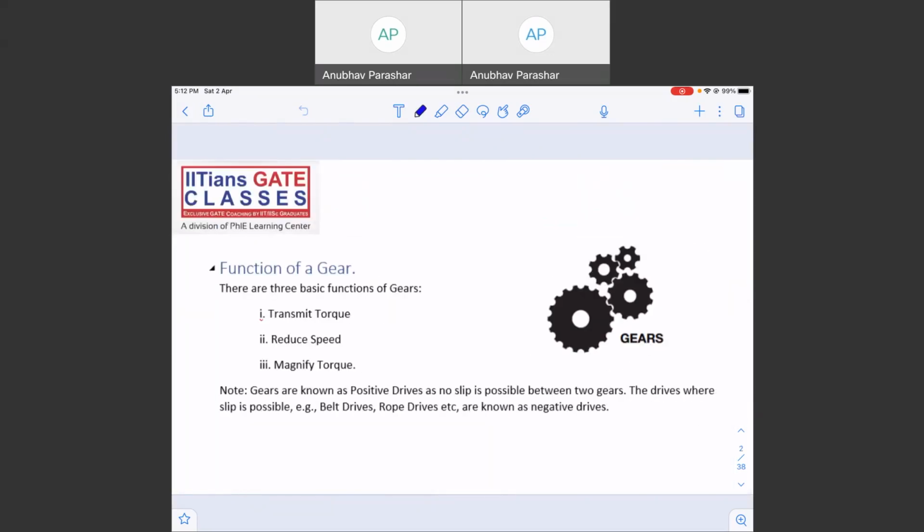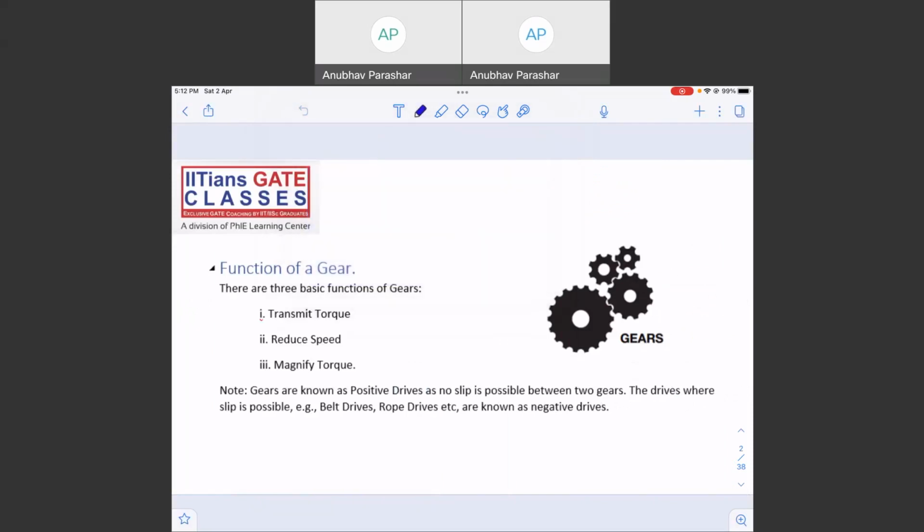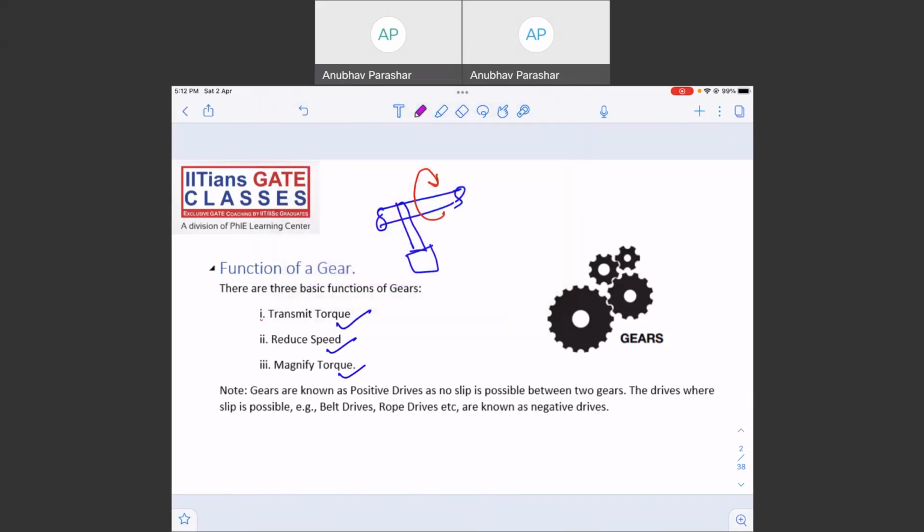Let us first see what gears are and why we use gears, the basics. There are basically 3 functions of gears: to transmit torque, to reduce speed, and to magnify torque, right? Transmit torque, how? Suppose there are 2 shafts. One of the shafts has a motor attached to it, right? So the shaft is rotating.